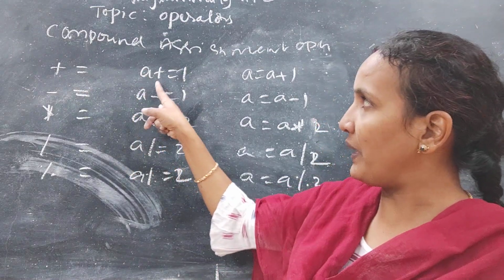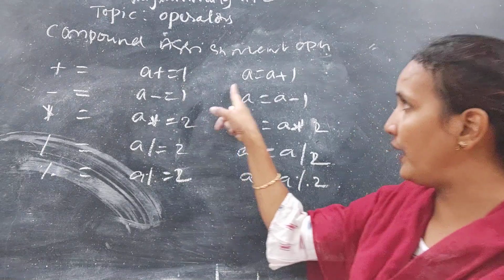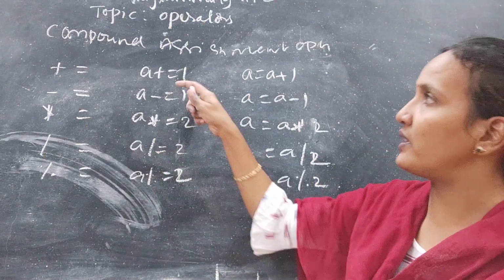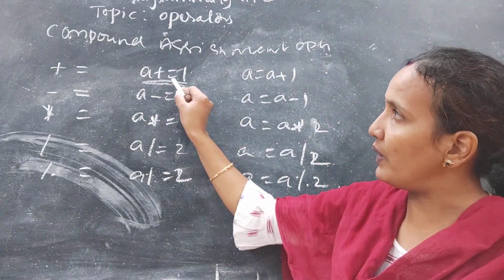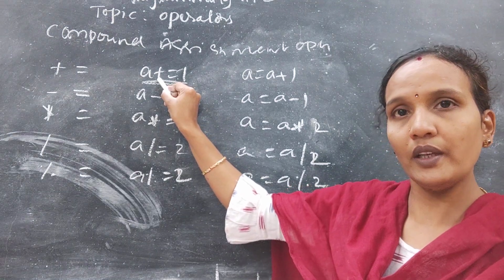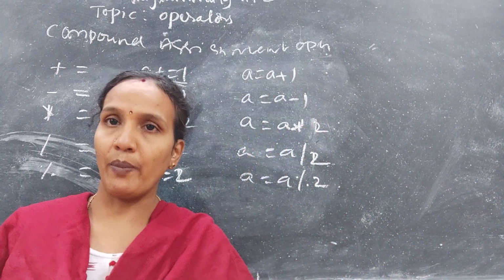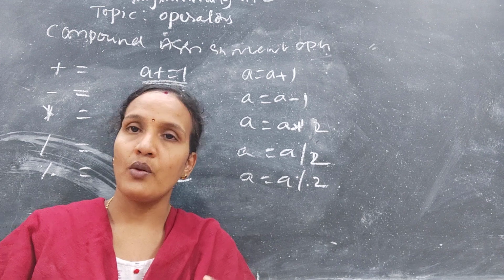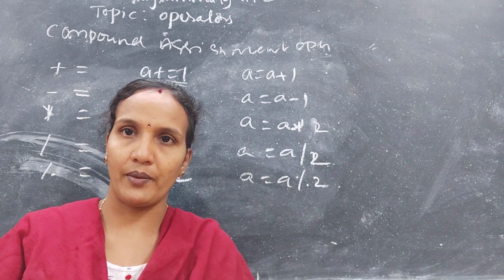Here A plus equals 1 is equal to A equals A plus 1. Means you can write A equals A plus 1 like this also. So this is a compound operator: one equals sign and one arithmetic operator. This is called a compound assignment operator. It is a binary operator where we are using two operators, one arithmetic operator and the second one the equals operator.